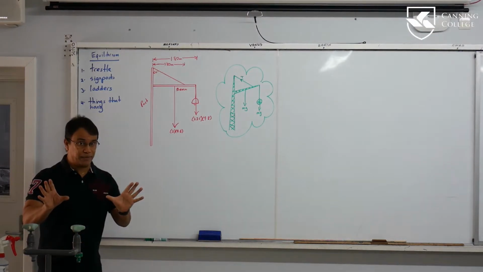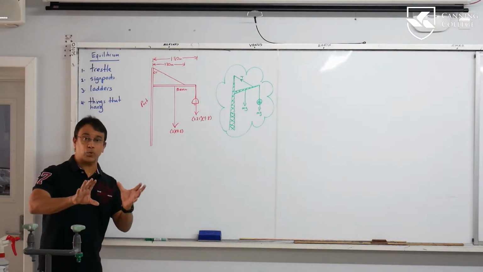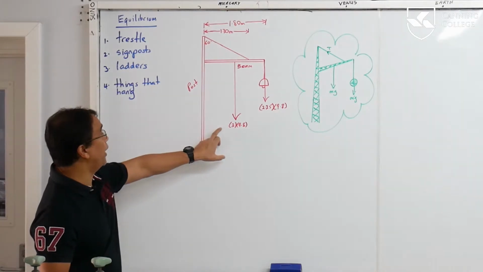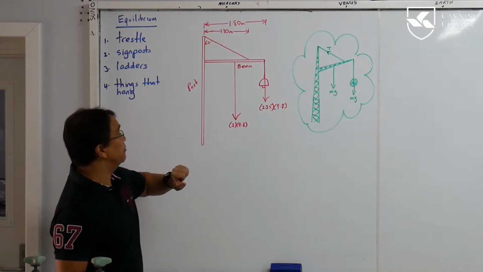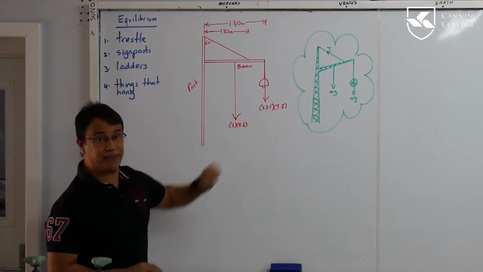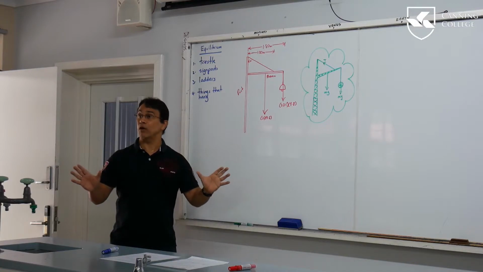So it's not a light beam. Light in physics means that its weight is negligible. So we've given it a weight. There is a lamp hanging off the end. I've called it a signpost question, but I put a lamp at the end of it. But it could be a sign, and the sign could say Canning College.